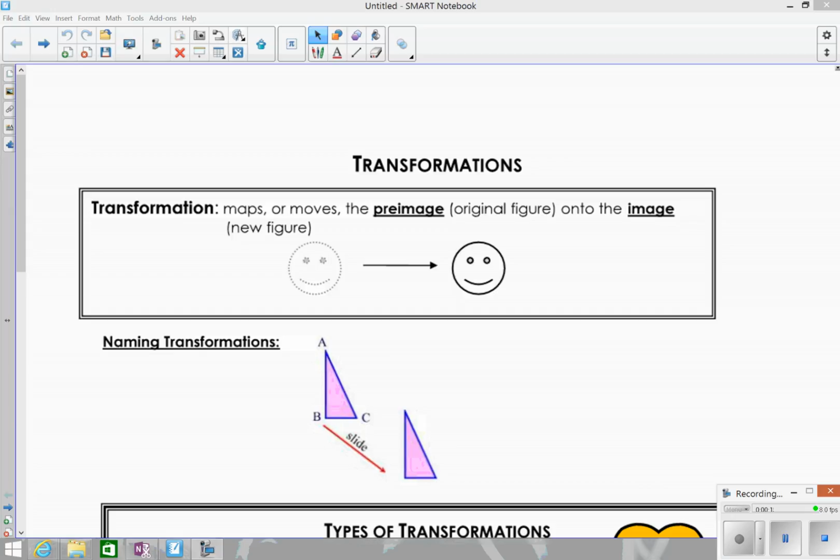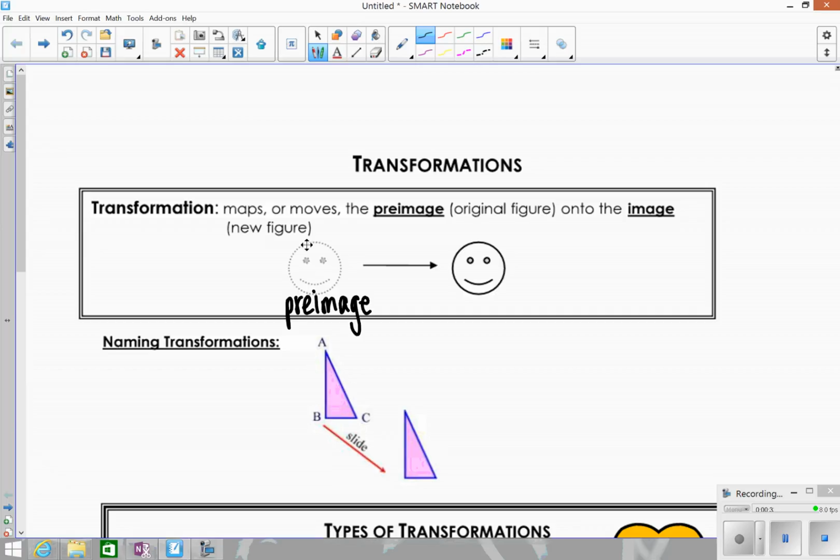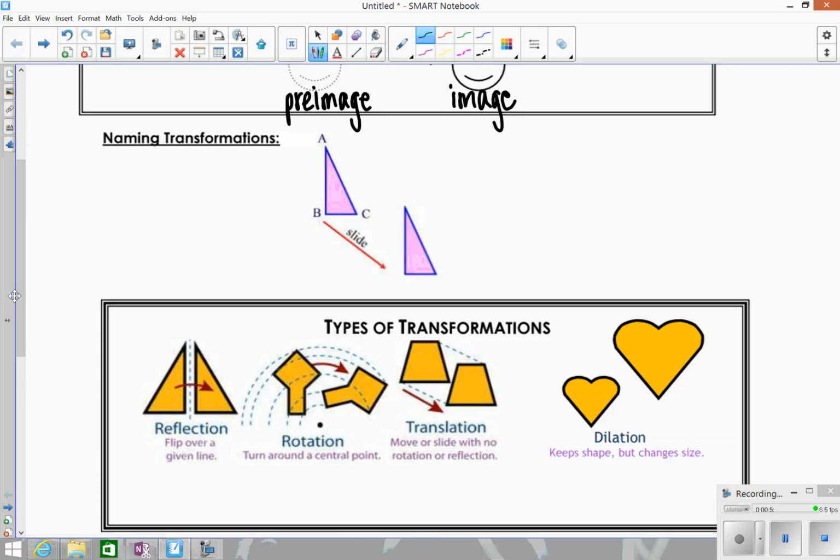So the first thing is a transformation is some type of movement that's going to map what we call the pre-image, so the original figure, onto the image or the new figure. So if we look at the smiley face here, this would be the starting figure, which is called the pre-image. And then you're moving it onto this new figure, which is going to be called the image. So that's what a transformation is. It takes one figure and moves it by doing some kind of reflection or turning or sliding, and then you get an image.